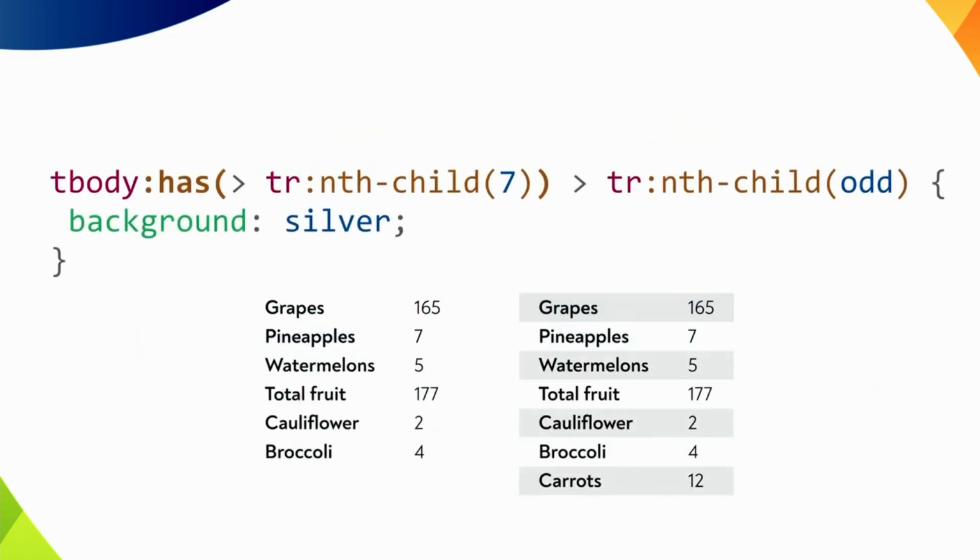Or we can also apply styles conditional on the length of an element. In fact, in this case, if a table's body contains a row that is a 7th child of the tbody, then every odd-numbered row that's a child of that table body gets a silver background. So I'm applying zebra striping, but only to tables that have more than 6 table rows.